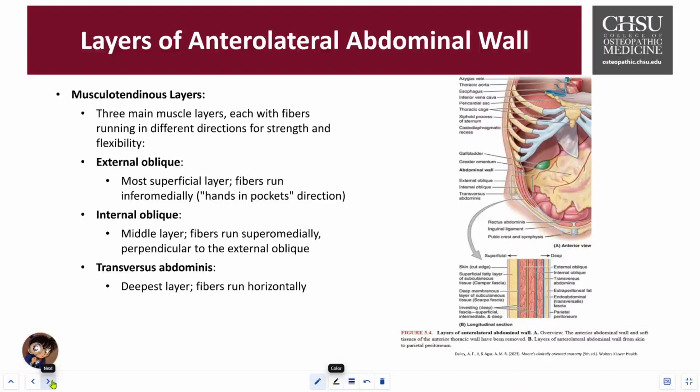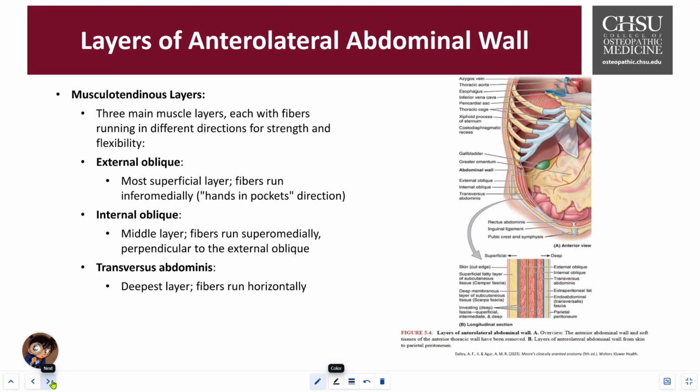The anterolateral abdominal wall is reinforced by three key musculotendinous layers. These provide strength, movement, and abdominal pressure control. The external oblique is the most superficial muscle, with fibers running inferior medially in a hands-in-the-pocket direction. This aids in the trunk's rotation and flexion. Beneath that layer is the internal oblique, which runs superior medially, perpendicular to the external oblique. This provides additional support and rotation. Then the transversus abdominis is the deepest layer, and it has horizontally oriented fibers. It plays a critical role in core stability as well as abdominal compression.